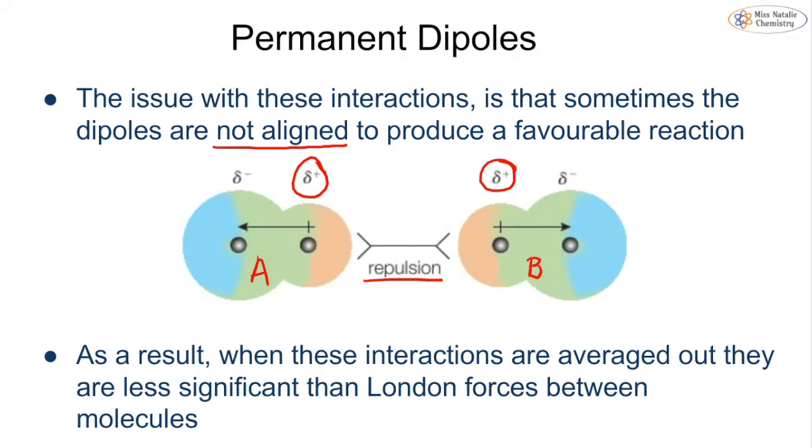Now, because of that, when these interactions are averaged out, they are actually less significant than London forces between the molecules. So whilst they are stronger than London forces, they are less significant because they are not always favourable attractions. Sometimes we do get this repulsion happening. So we need to understand that, yes, whilst they are present, they actually don't have as much of an effect on its physical properties. It would be more likely to be London forces that would overrule the physical properties of a substance.